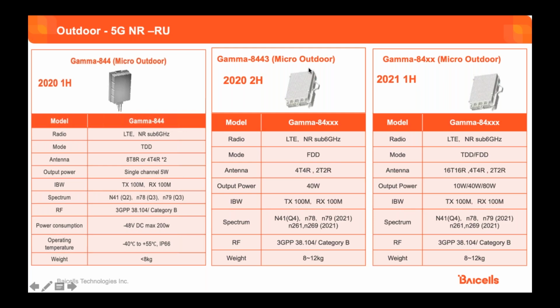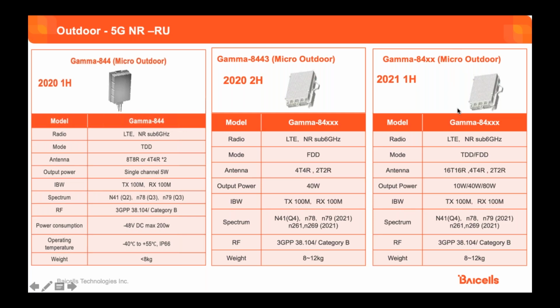So we go to the 8443. We're getting a little bit more powerful transmitter than the previous one, and it covers the N41 and N78 and the millimeter wave as well, N261 and 269.